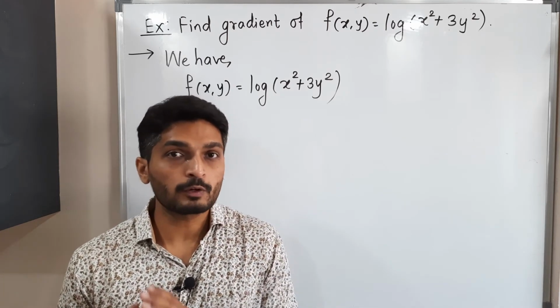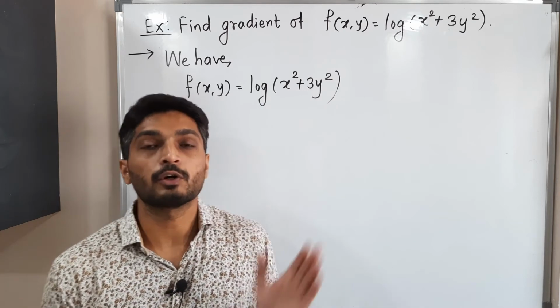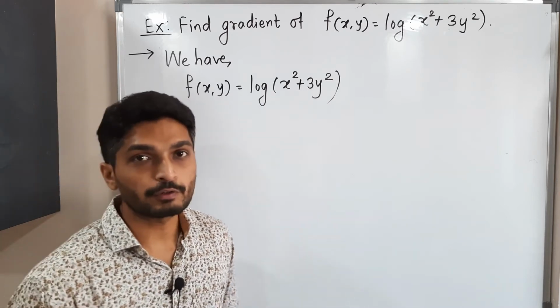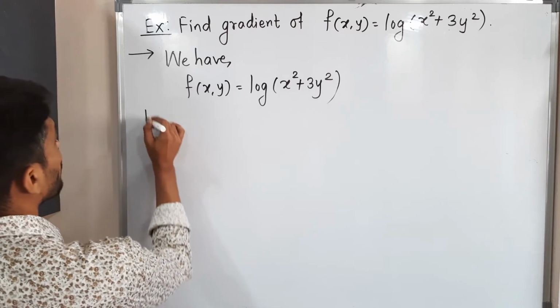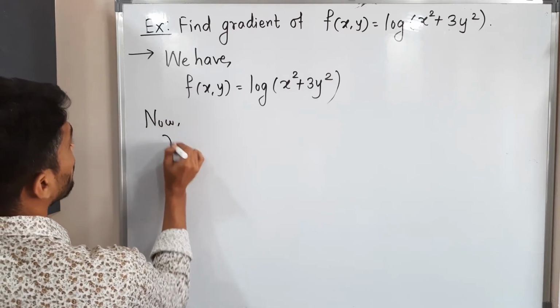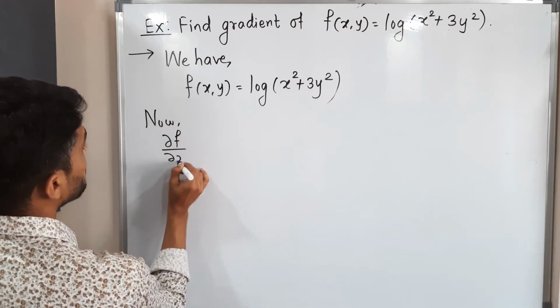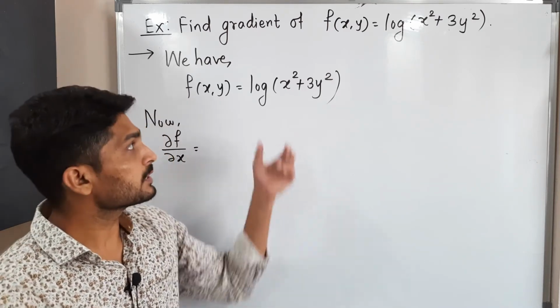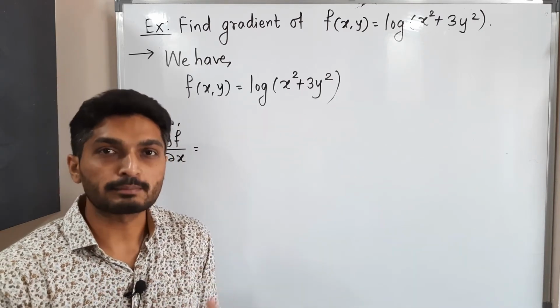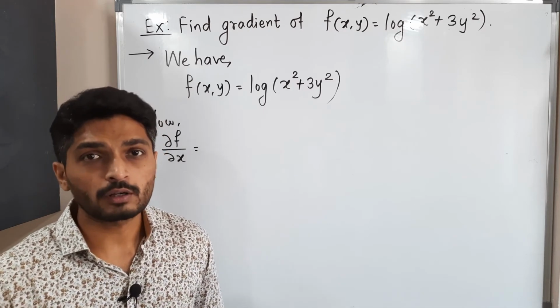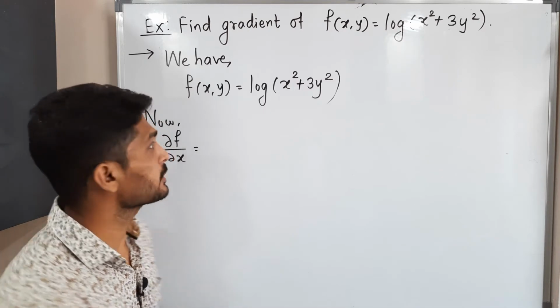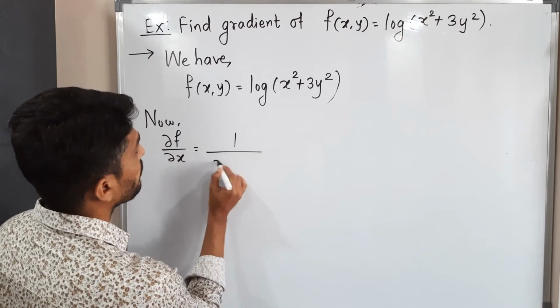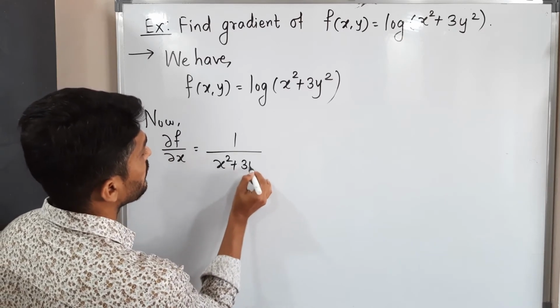First of all, we have to write the given function. I have already written it here. Let us find the derivative with respect to x. Now I am finding its derivative with respect to x directly. See, there is only one function, log of something. So what is the derivative of log? 1 upon x. So its derivative will be 1 upon x square plus 3y square.